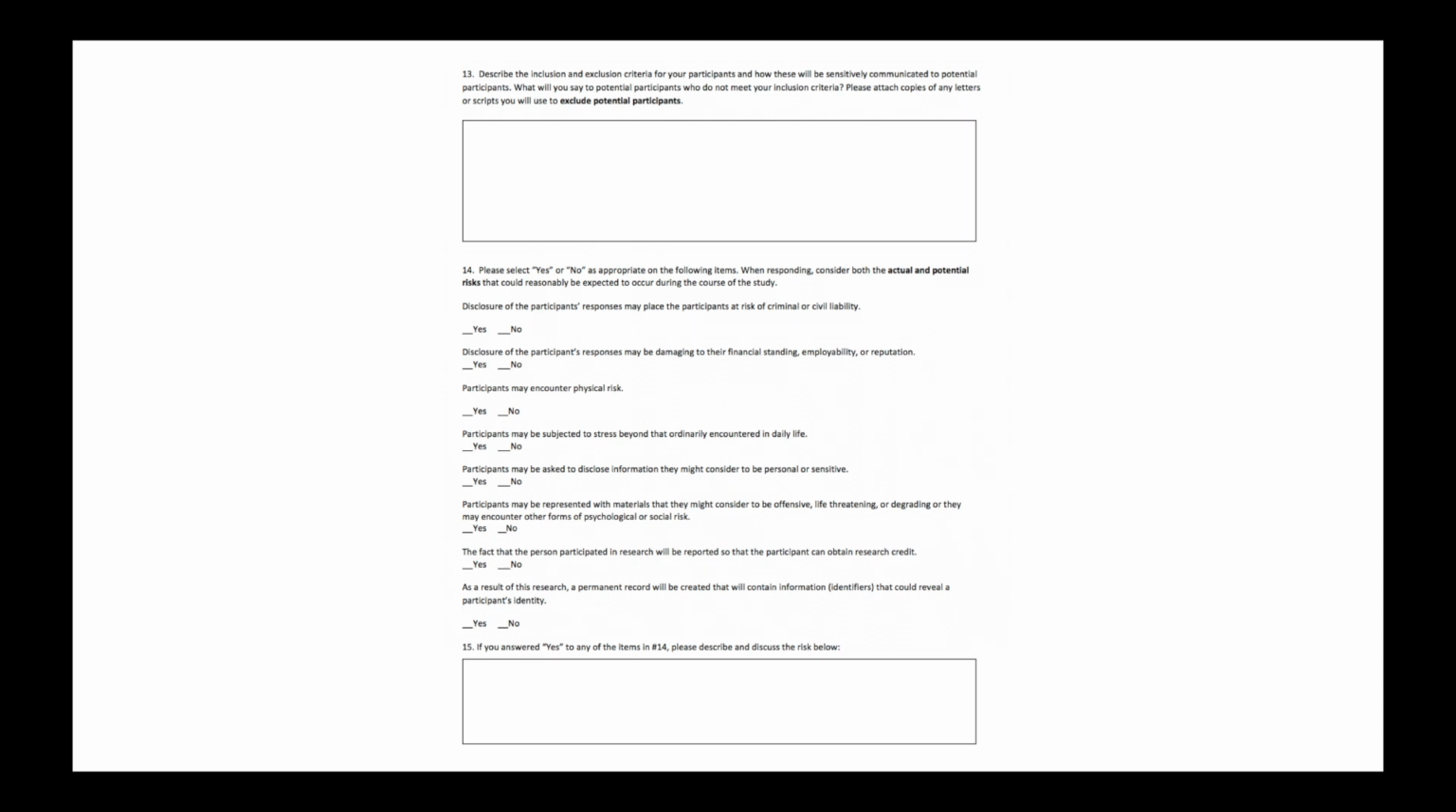After that, number 14 is a series of pretty easy yes or no questions, so go through that. Number 15, if you answered yes to any of the items in 14, please describe. 15B, please describe the steps you'll take to minimize the risks and ameliorate the impact of any possible harm you have identified above. And 15C is for studies greater than minimal risk. Really, none of these are going to apply to you because you're not going to mark yes, unless I don't know something on number 14.